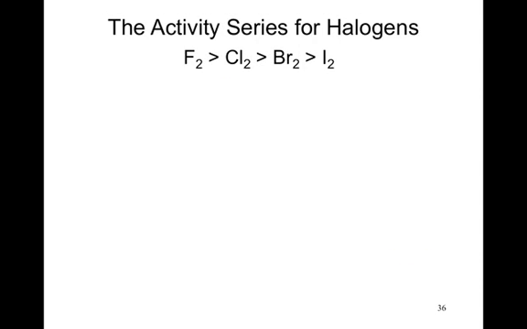So if we're looking at just halogens, fluorine, chlorine, bromine, and iodine, they have an activity series of their own, and it's really rather simple if you remember electronegativity from Gen Chem.